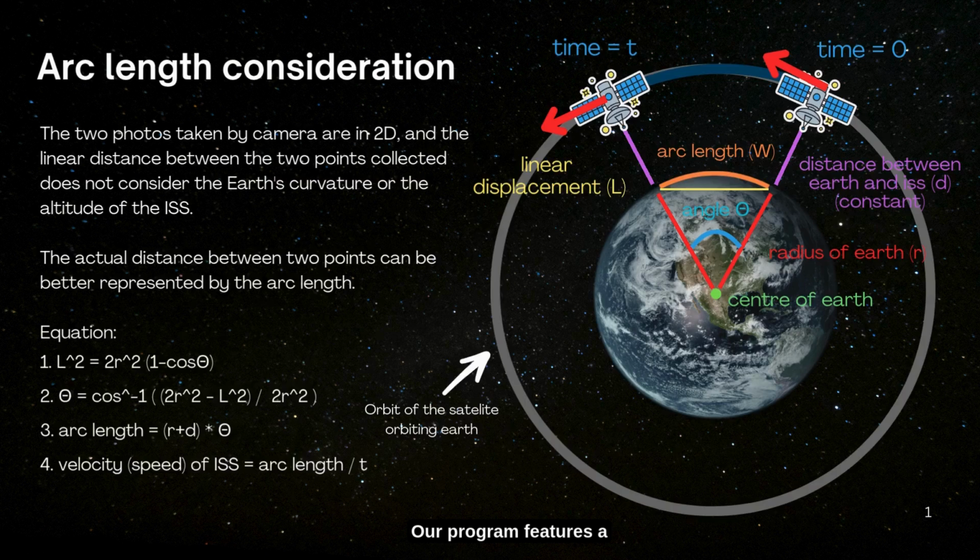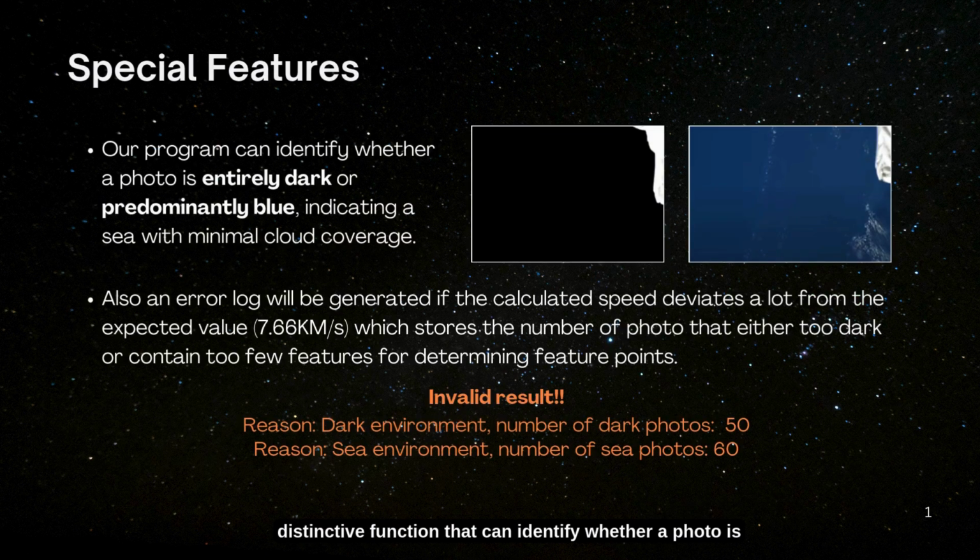The speed of the ISS can be simply calculated by dividing this arc length by the time difference between the photo pair. Our program features a distinctive function that can identify whether a photo is entirely dark or predominantly blue, indicating a sea with minimal cloud coverage.